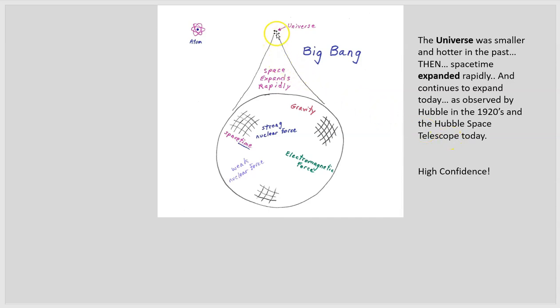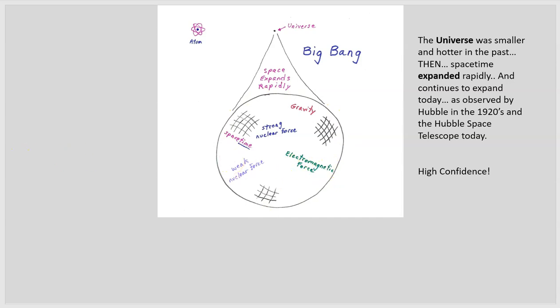So here we're showing the universe 13.8 billion years ago at a volume that is much smaller than the size of an atom. And then there's a rapid expansion of space. The universe, in a sense, was expanding. And here we're showing some of the components or the constituents of the universe here.